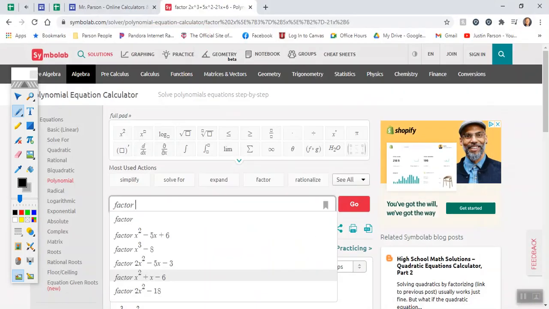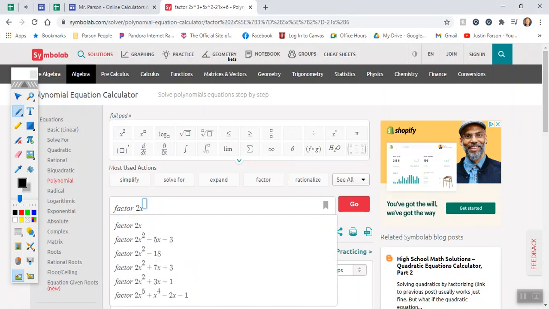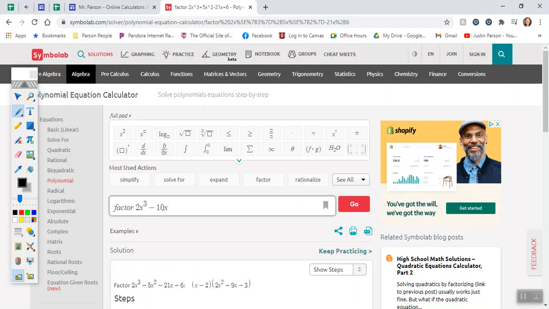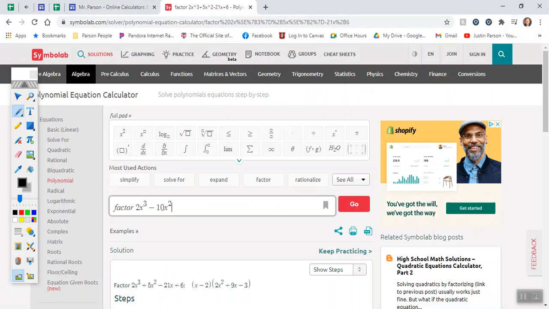Okay, so here, you ready? 2x to the third. Minus 10x squared. Alright, go back now. I need to see the second half. Plus 16x minus 8? Me and Chase both forgot. That's all right. I forget every day.